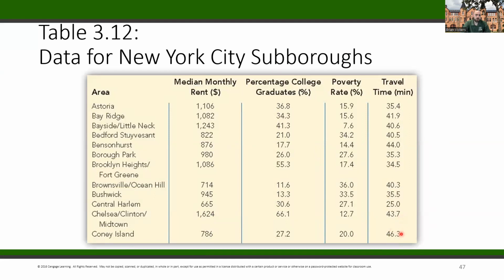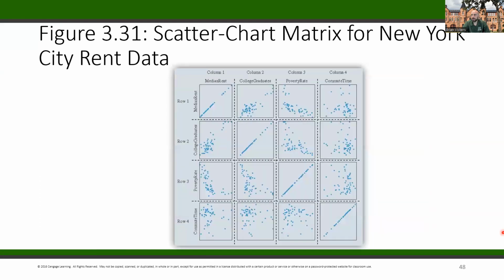And we can do a scatter chart matrix if we want to examine the relationship between those variables. What do I mean by scatter chart matrix? Well, I'm glad you asked. Here it is right here. And what we have is basically your median rent to median rent, so you can see where two things match up. So if you wanted to compare median rent to college graduates, that's going to be here.